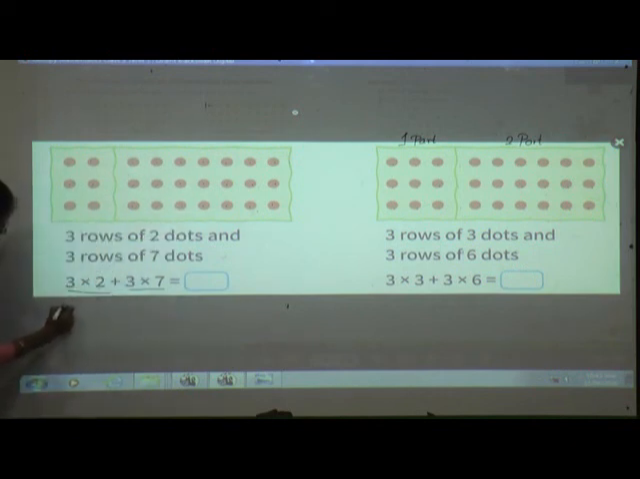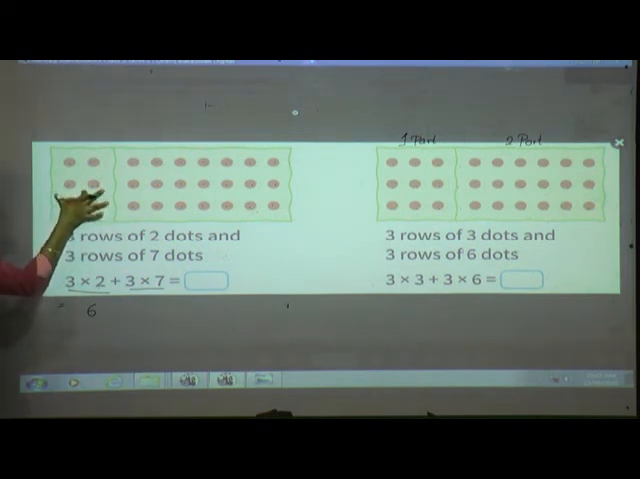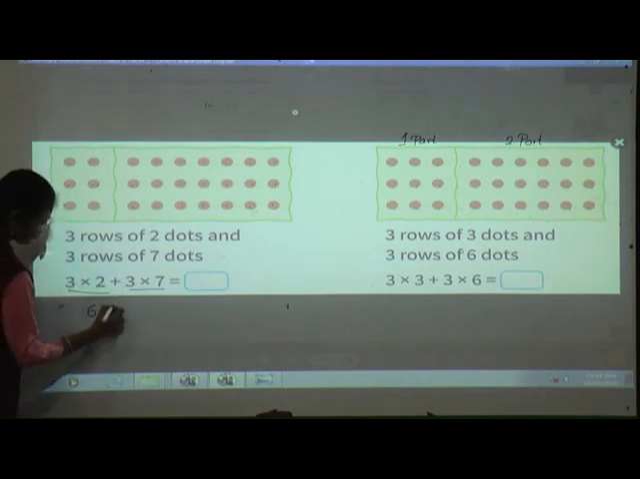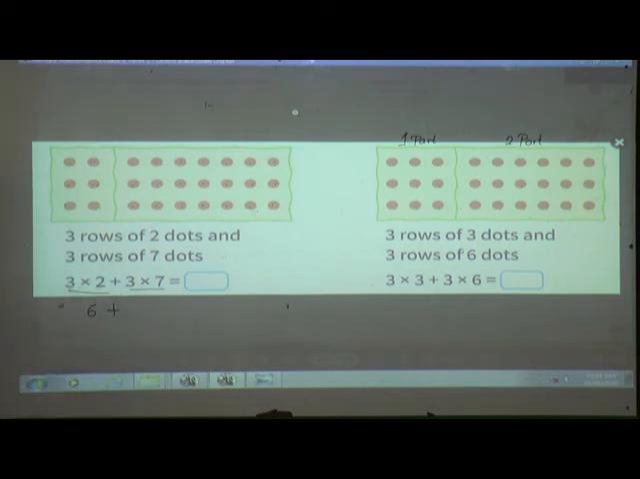3 into 2. 3 2s are 6. Correct. 3 2s are 6. Now here you can check your answer. See the first box. Here 1, 2, 3, 4, 5, 6. 6 dots you can see in the first part. Okay. 3 2s are 6. Then your plus sign is there. So we will give plus sign.